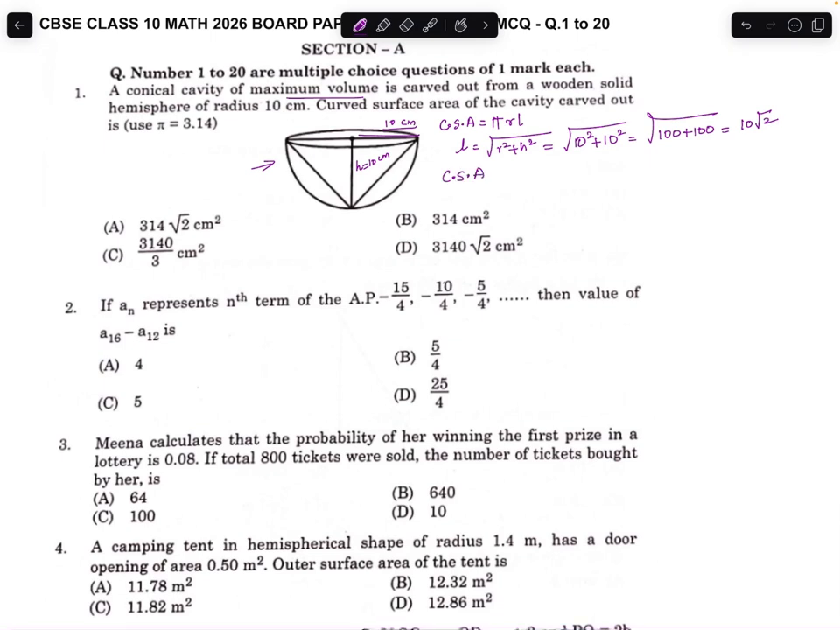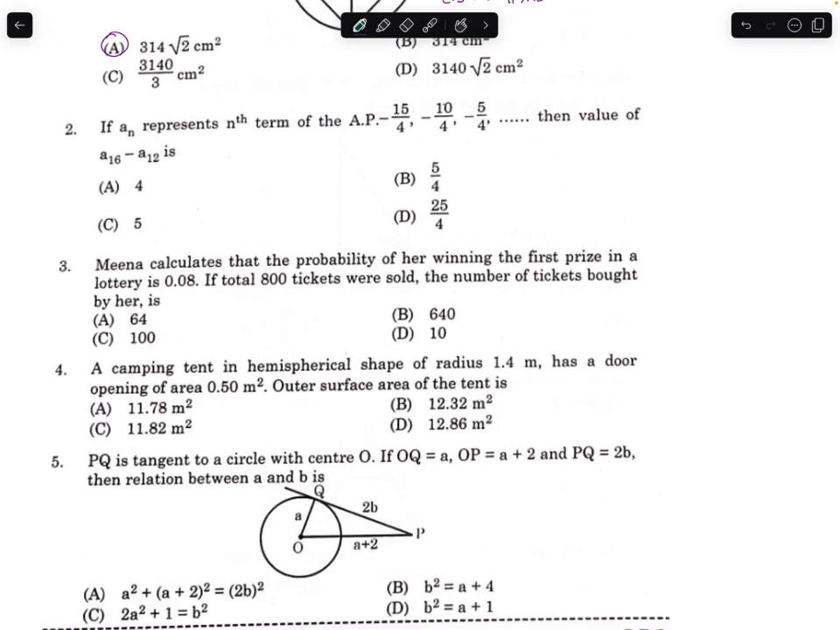So CSA is pi times 10 into 10 root 2. Let's take pi as 3.14 into 100 root 2, which is 314 root 2 centimeter square. So the answer is option A. Question 2 says, if AN represents nth term of the AP given, then the value of A16 minus A12 is. In the given AP, A is minus 15 upon 4 and D is minus 10 by 4 minus of minus 15 by 4, which is 5 upon 4.